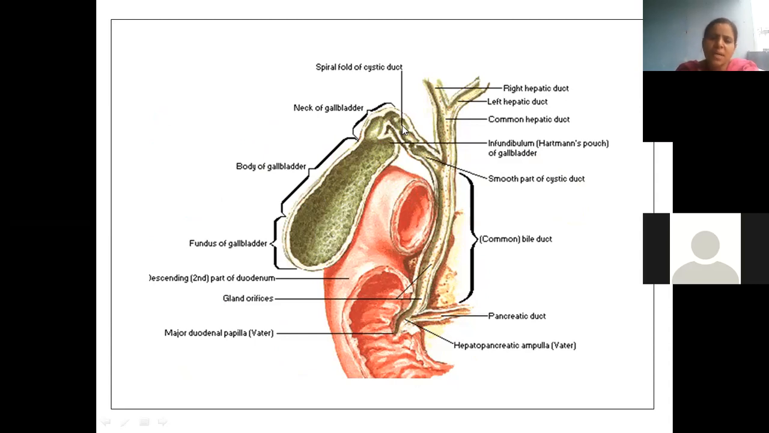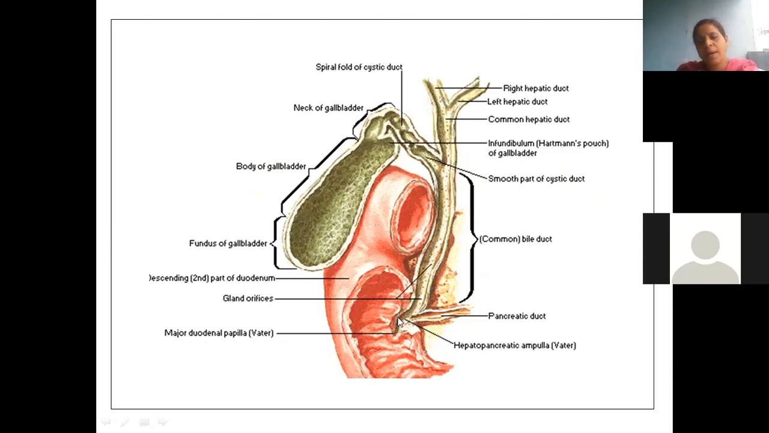The mucosa inside the cystic duct will be showing folds. You call it the spiral fold. We have right and left hepatic ducts joining to form the common hepatic duct. The common hepatic duct joins with this cystic duct to form the common bile duct. The common bile duct, you can see, is entering into the second part of the duodenum. This whole thing is the duodenum.